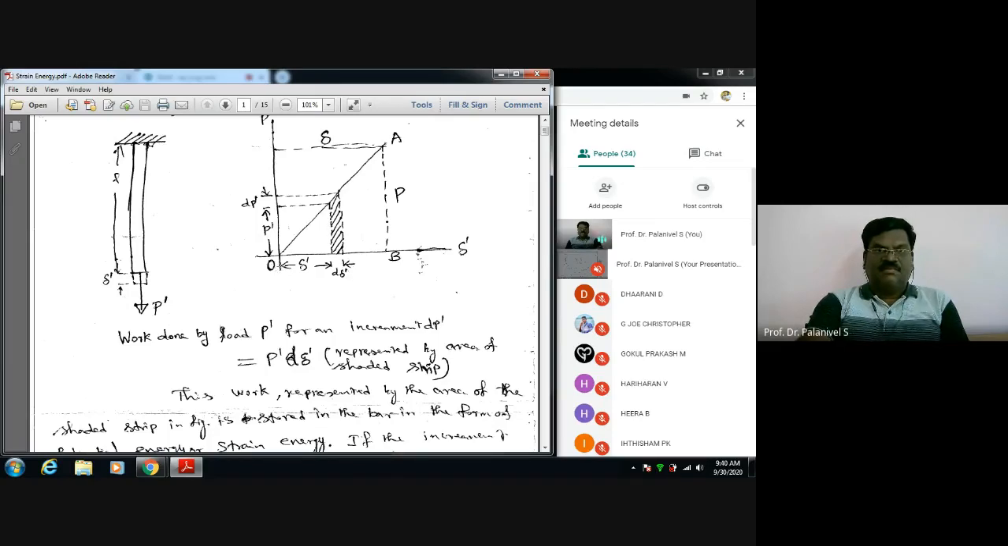See, here at the force P dash I am taking here. At any instant, the force is P dash here. The corresponding deformation in the bar is del dash.